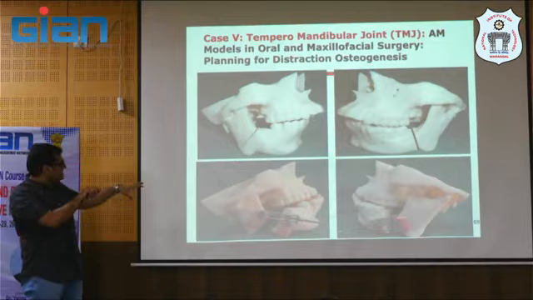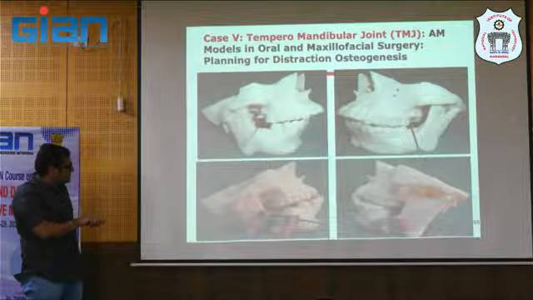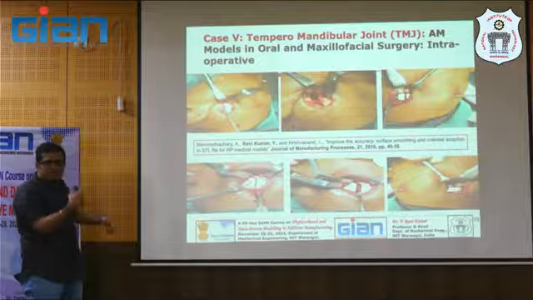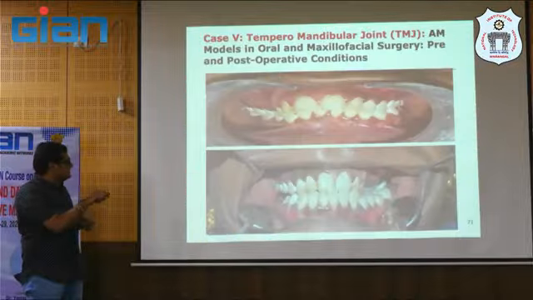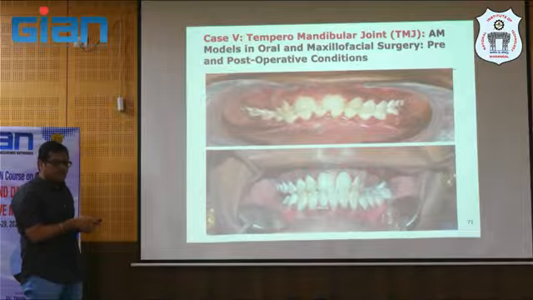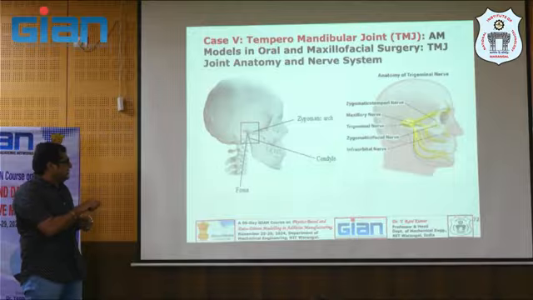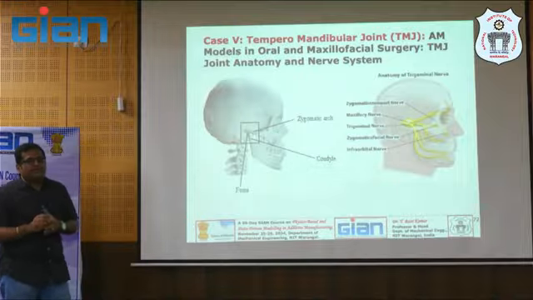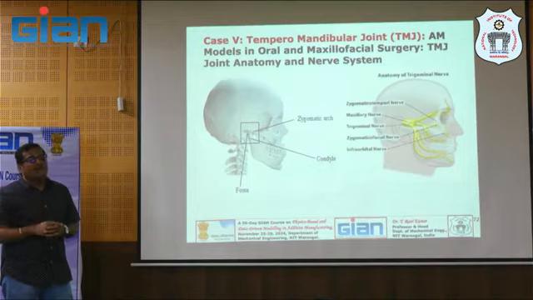Now we can see this is the initial condition before the distraction. Now we can see after distraction, it has been aligned. This is during the transformation, fixing that distractor, and this is the before and this is the after. But still, the game is not over. Why? Because this is so complex. If you ask any oral maxillofacial surgeon what could be the toughest surgery, immediately he will say TMJ ankylosis.